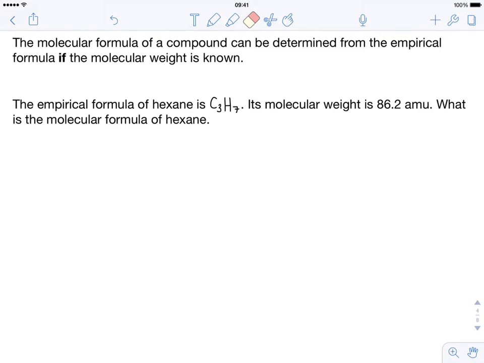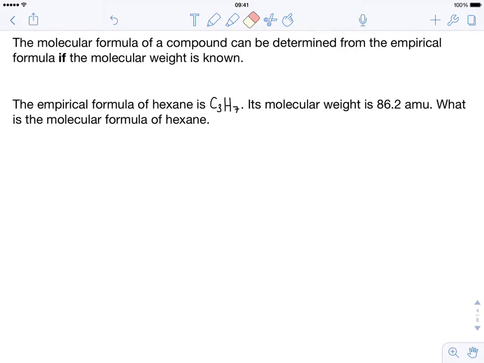Now let's take a look at types of questions that you will be asked about empirical and molecular formula. The first type of question we're going to look at is finding a molecular formula when you're given an empirical formula and a molecular weight, because that's probably the easiest question you'll be asked. So the molecular formula of a compound can be determined from the empirical formula if the molecular weight is given.